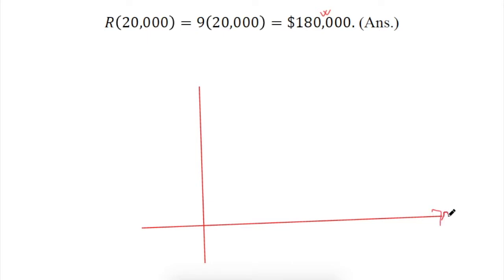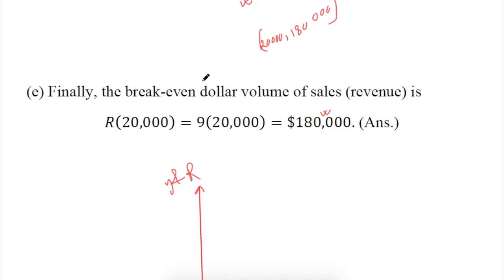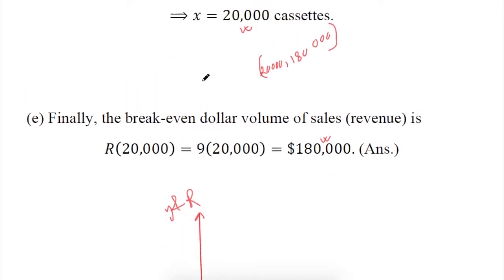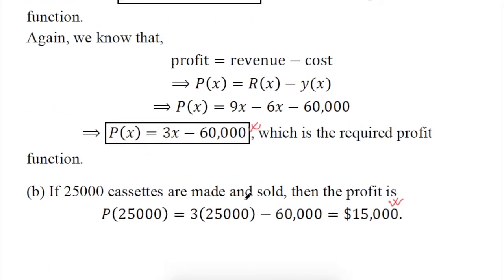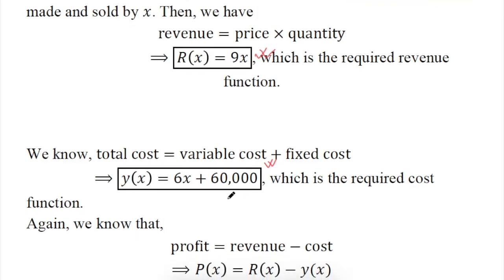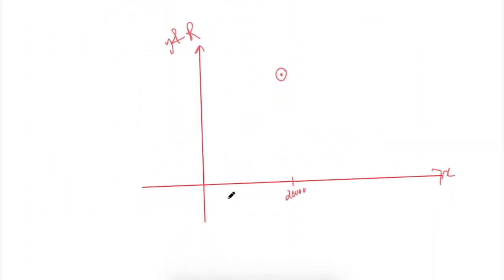Now this is our x-axis, which indicates number of quantity. This is y as well as R, and break-even point 20,000 and 180,000. So let's say 20,000 is here and 180,000 is this point. This is the break-even point. So the cost line will start from where? It will start from 60,000. So if it is 180,000, 60,000 will be near this place, and the revenue line we know will initiate from this point.